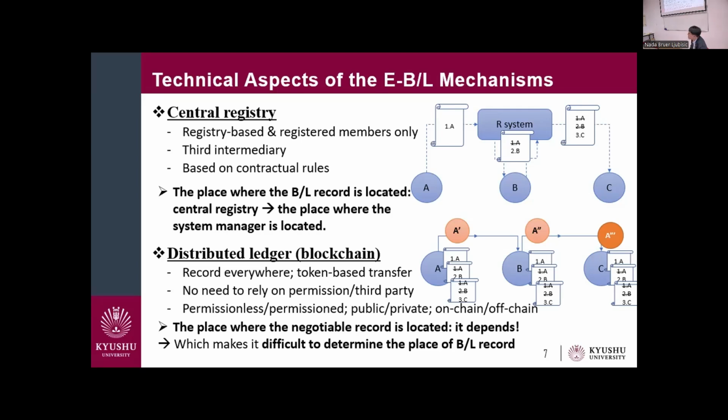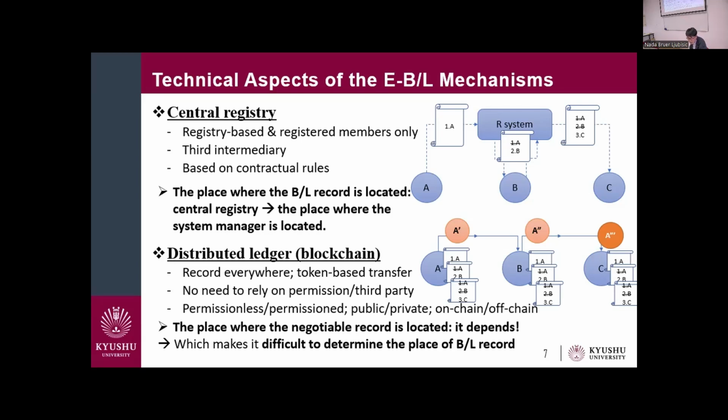In the case of the distributed ledger, it's more complicated because the record is theoretically everywhere. Every time the right is transferred to another person, the same record is recorded and distributed to every party involved. So it's difficult to say where exactly the record exists. And of course, when it comes to transferring the rights or the record, and who has the right of control of the record, it's based on the token transfer. But again, when it comes to the location of the record itself, it's mysterious. We don't really know where it is.